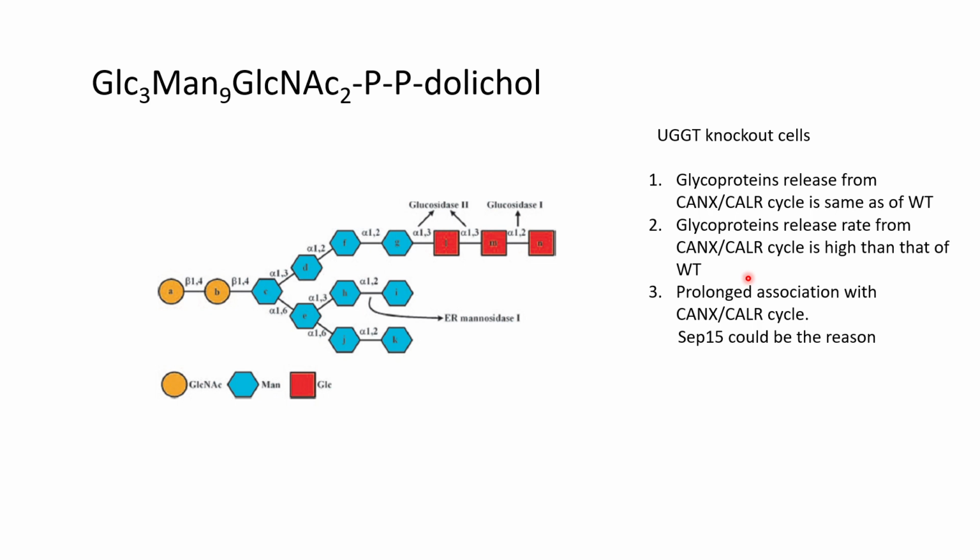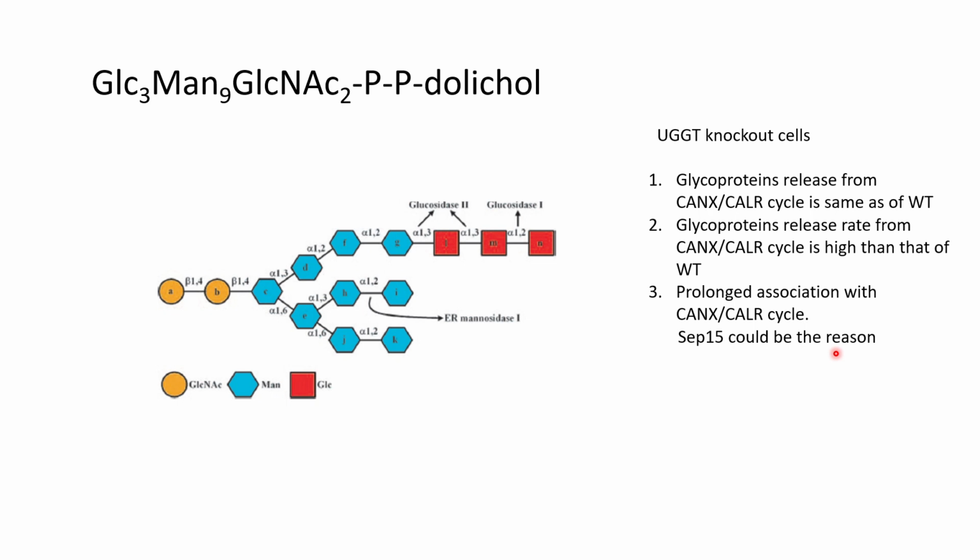depending on the abundance of these proteins within the ER, and it will also affect the final efficiency in terms of their native structure, as it will be reduced in the case of UGGT knockout cells.